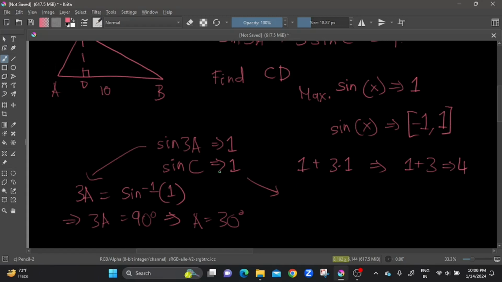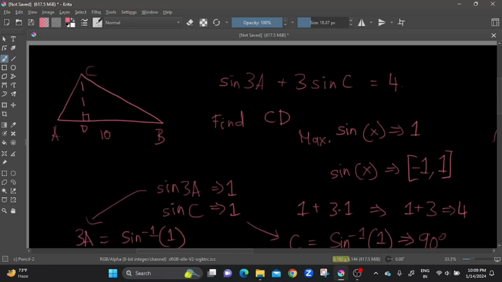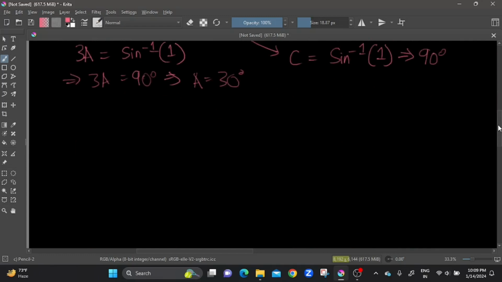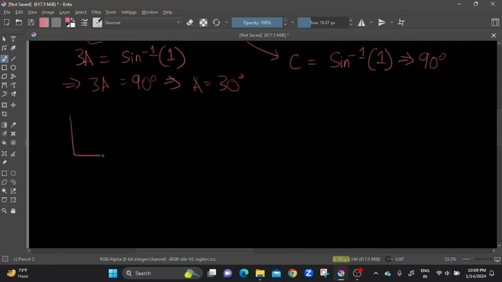Now sine C, if you do the same process, you're going to get C is equal to sine inverse of 1, which is the same as 90 degrees. So now that we have that, ACB, right, and we know that C is a right angle, we can just make a new diagram, basically putting it like this, right? It's not the best diagram, but like this, 10, we have that. So you have a right angle triangle over here, right?